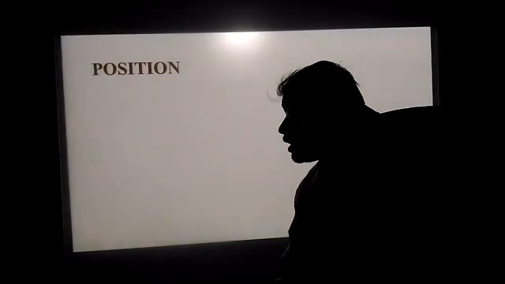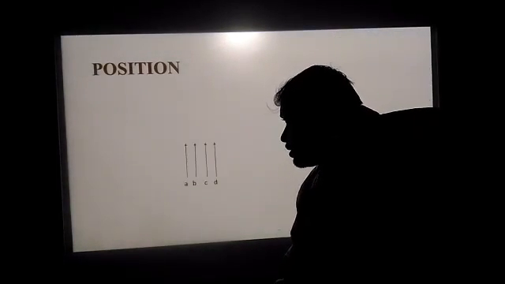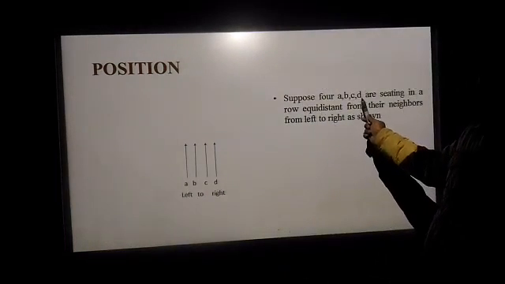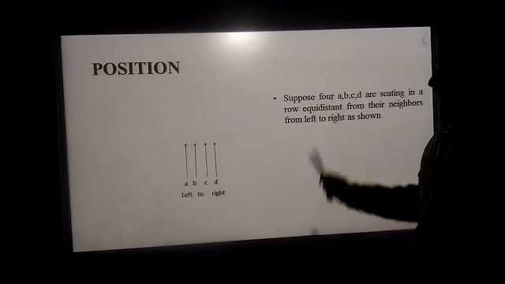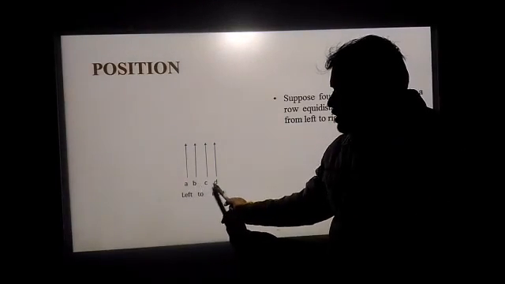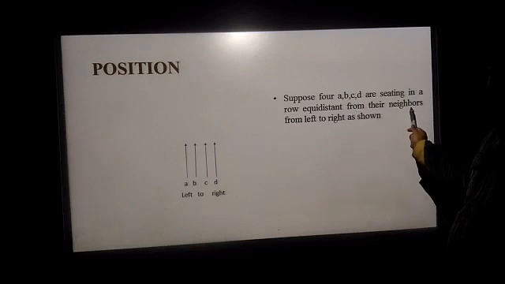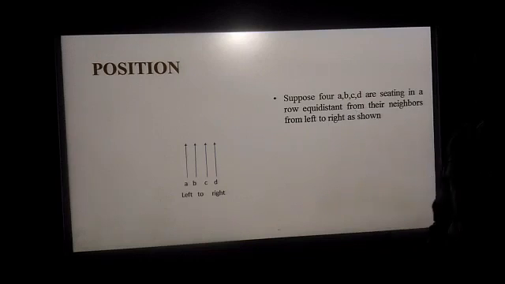Now, what is position? To illustrate position, I will take an example. Let's suppose four persons, A, B, C, D, are sitting in a row equidistant from their neighbors, from left to right as shown in the figure.